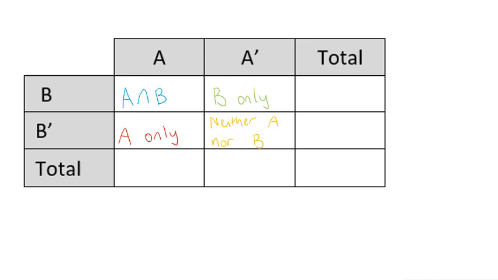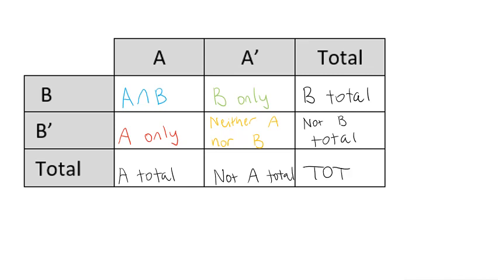Then the totals. If I read across this top one, this is like the B total because it's got the middle section and the B only section, which gives you all of the B's in total. Then the next one, it's like the not B total. Then reading down, we've got the A total. And then reading down, we've got the not A total. And this last section is the total of the whole lot.